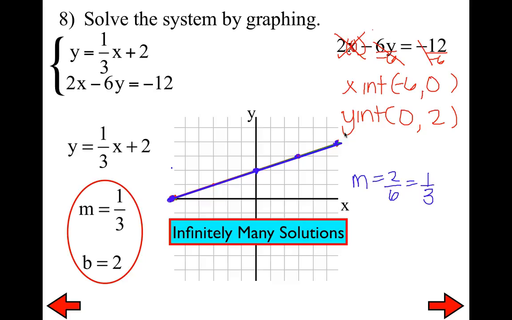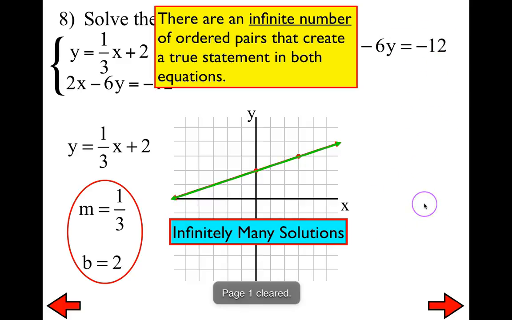Okay, how do I know this? Well, my slope is 1/3 for this equation, which is identical to the first equation. My y-intercept also occurs at 2. So notice both of them have the same piece of information. The slopes are the same, the y-intercepts are the same, so that's why it's infinitely many solutions. There are infinite numbers of ordered pairs that create a true statement in both equations.